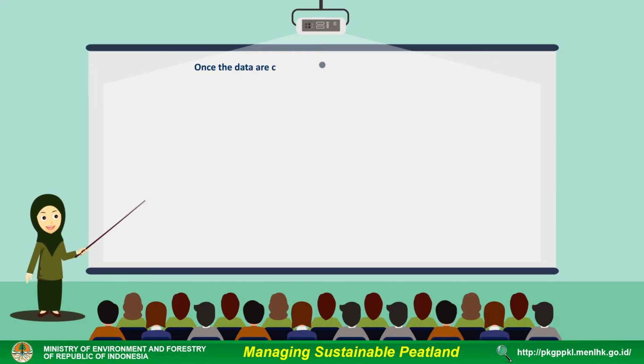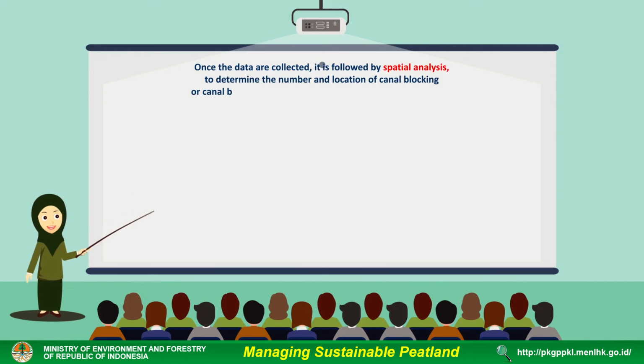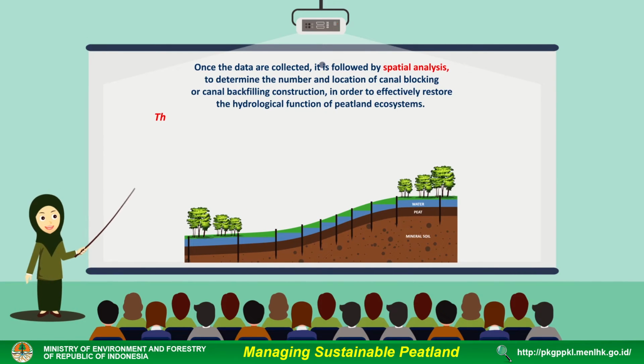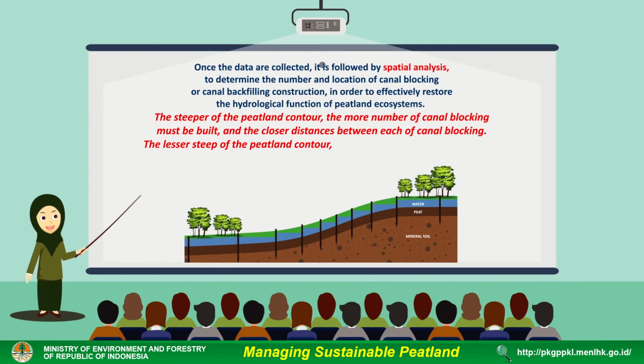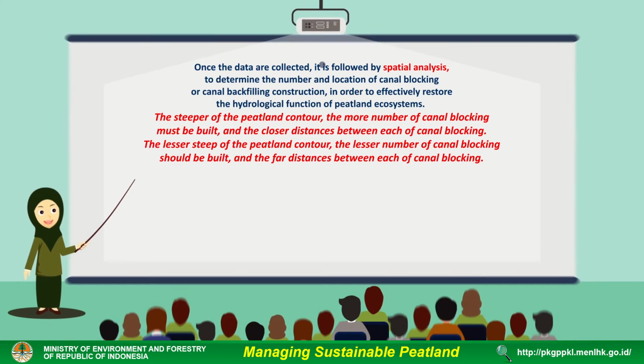Once the data are collected, it is followed by spatial analysis to determine the number and location of canal blocking or canal backfilling construction in order to effectively restore the hydrological function of peatland ecosystems. The steeper the peatland contour, the more canal blockings must be built, and the closer the distance between each canal blocking. The less steep the peatland contour, the fewer canal blockings should be built, and the farther the distance between each canal blocking.